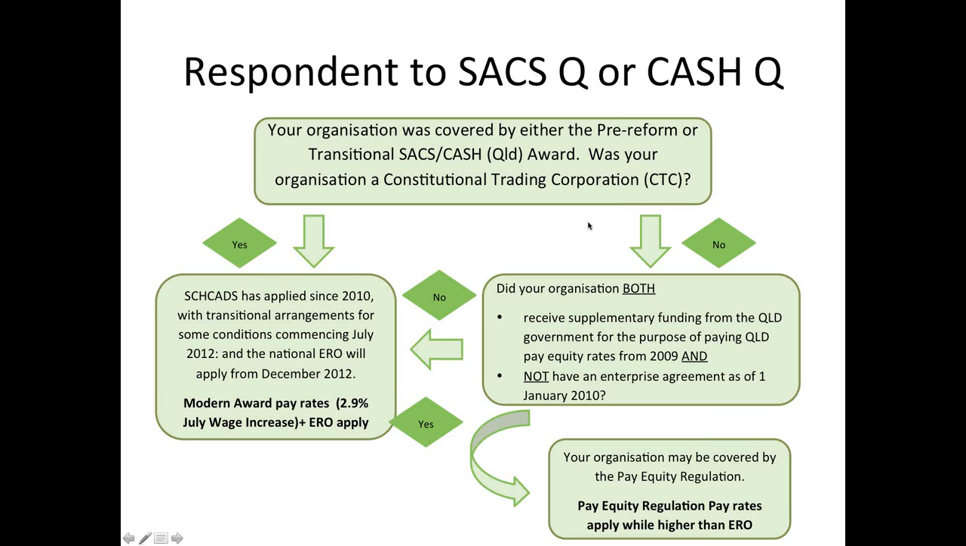If you were a respondent to SACS or CASH, but you were a non-trading corporation, then what you need to be looking at is, did you receive supplementary funding from the Queensland Government for the purposes of paying the Queensland pay equity rates from 2009, and did you not have an enterprise agreement as of the 1st of January 2010? If that's the case, your organisation may be covered by the Pay Equity Regulation that commenced in March this year. The Pay Equity Regulation rates apply until such time as the ERO catches up.